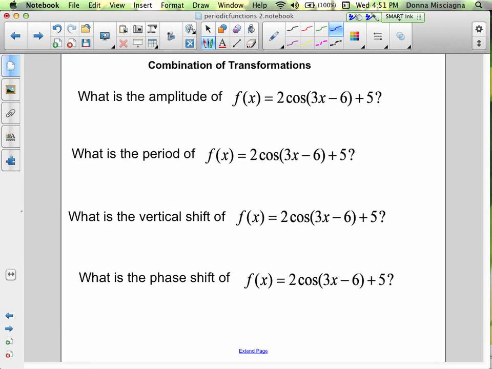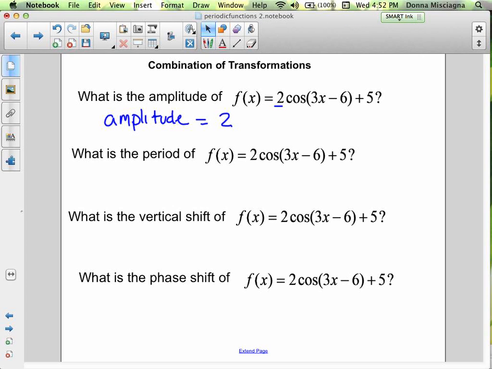What is the amplitude? All right, so do you think you know what the amplitude is? Amplitude is always the coefficient in front of sine or cosine. So our amplitude is equal to negative, just take the absolute value of it. All right, so that's our amplitude. All right, see if you can identify the period.